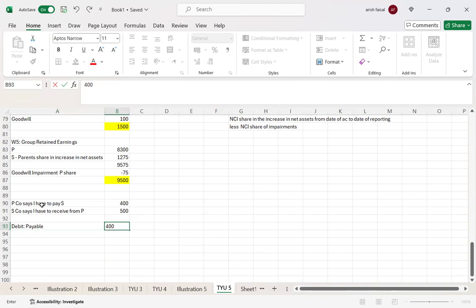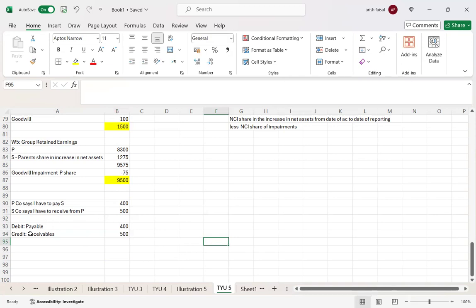So while you are consolidating, you don't have to show any payables and receivables within the group. So this debit payable of 400 will be on the debit side and the credit will be the receivables. Okay. So the receivables will go down by 500 because that's what the subsidiary is saying, that the parent owes me 500. So while you're consolidating, you actually don't have to record any receivable within the group or likewise any payable. So I'm removing those 400 and 500 respectively.